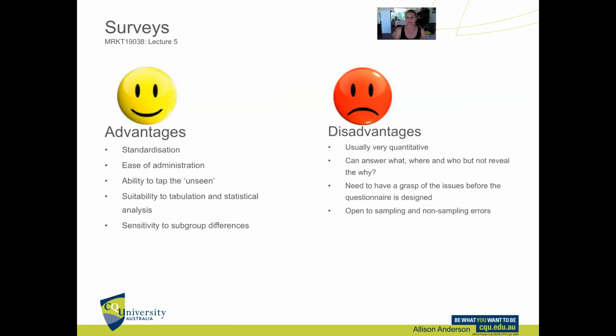You need to have a grasp of the issues before you actually have the questionnaire designed. And you remember from a previous lecture that I mentioned that you sometimes need to do your exploratory research first. You need to get out there and actually understand the issues, so you're asking the right questions. The quality of your questions is essential to having a survey designed well and having quality data to give you quality outcomes. But you need to understand what questions you've got to ask first.